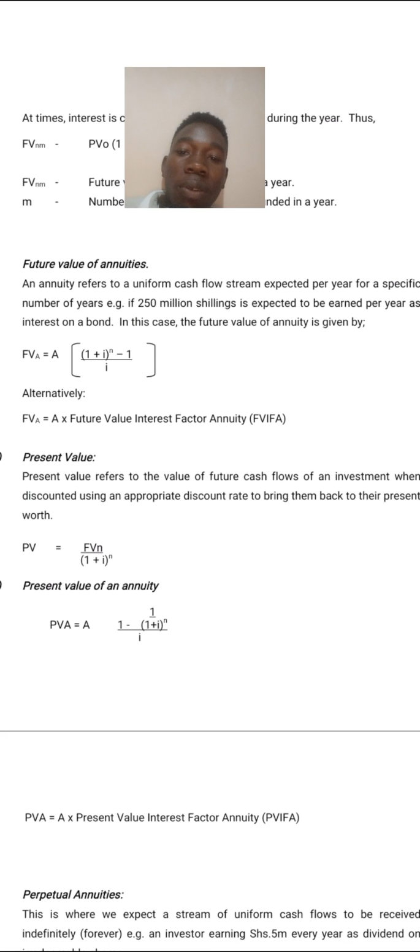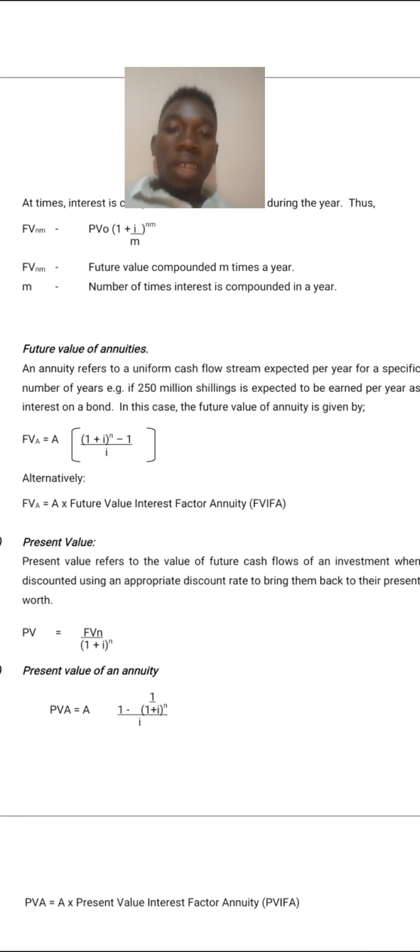Now let us look at the future value of an annuity. You can also find the future value of an annuity. They are not going to specify in the question that it is an annuity, but you have to look at the question and see. An annuity refers to a uniform, a fixed, a constant cash flow. So assuming you are depositing maybe 2 million in the bank every year, that is a constant cash flow. It is uniform. Every year it is a must. You have to deposit 2 million. Therefore, it becomes a uniform cash flow.